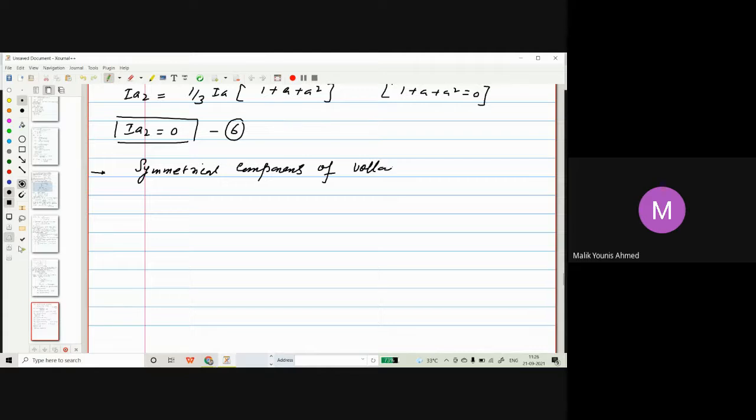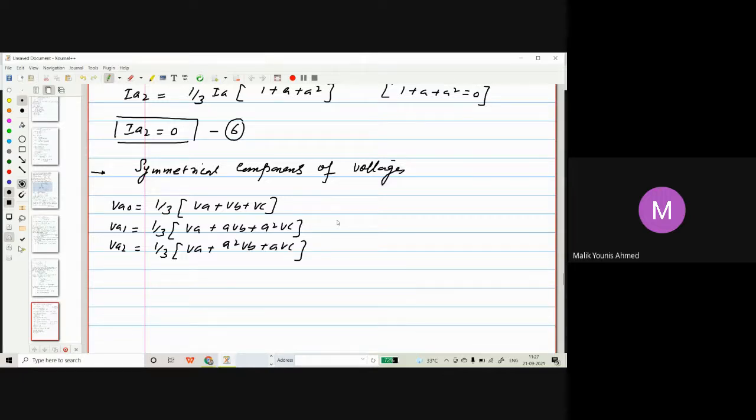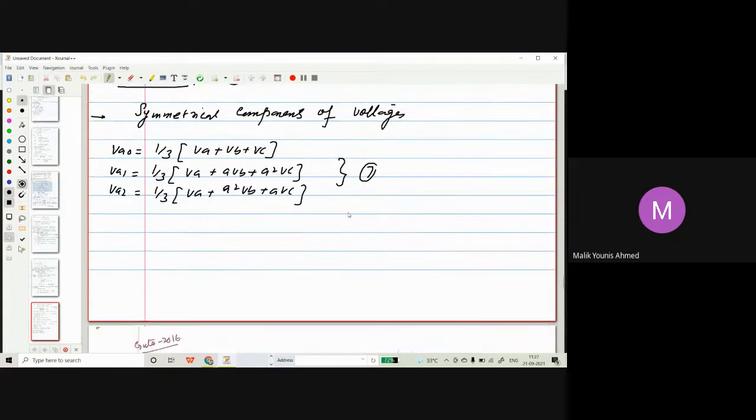Symmetrical components of voltages. So VA naught is 1 by 3 of VA plus VB plus VC. Similarly, VA1 is 1 by 3 of VA plus AVB plus A square VC. Then VA2 is 1 by 3 of VA plus A square VB plus AVC. So let's call it the 7th equation set.